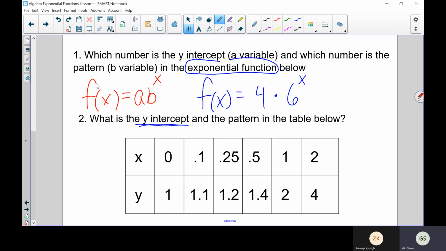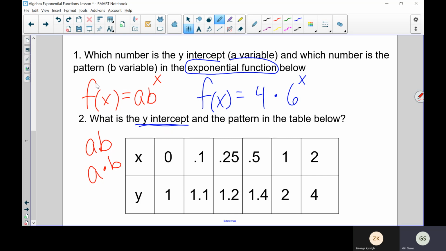So the first thing you need to understand, and this is true for any variables, if we have an a and a b next to each other like we do here, that means a times b. Two variables next to each other, no math in between them, means you're multiplying. So we have an equation set up in that formula: something times something that's raised to the x power. A number times a number raised to the x power. So that's exponential format with numbers, and exponential format with the variables.